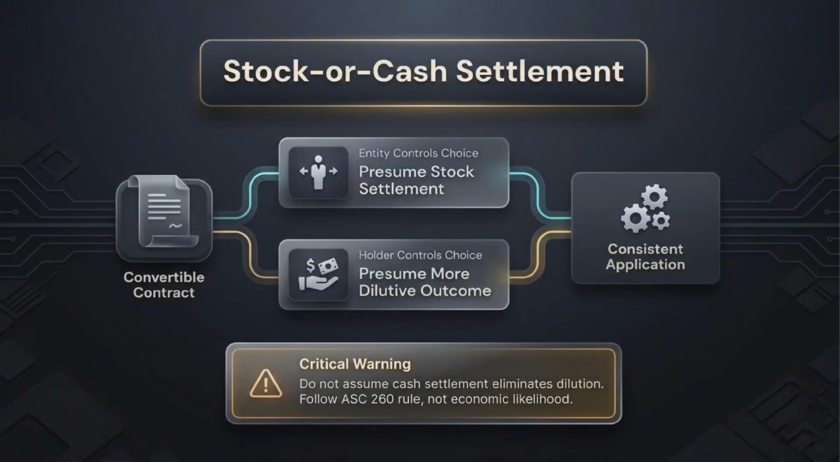Some contracts may be settled in either stock or cash. The wrong instinct is to say, if cash is possible, there is no dilution. ASC 260 does not let us take that shortcut. If the entity controls settlement, stock settlement is generally presumed. If the holder controls settlement, the more dilutive outcome is generally presumed. After applying the settlement assumption, we test whether the result is dilutive. EPS follows the standard's assumption, not the easiest story.